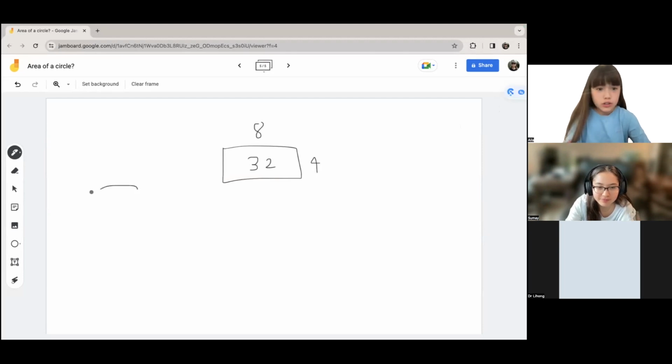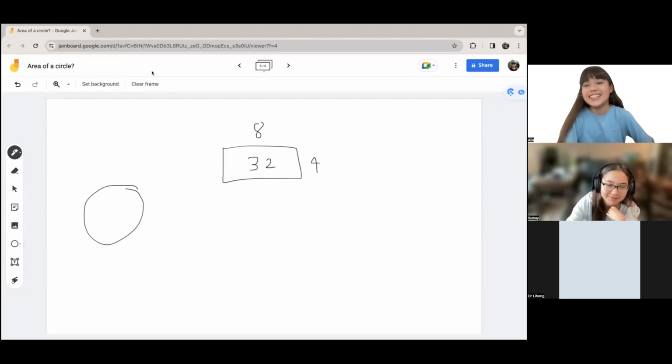But when you have a circle, there are no sides. So how do you measure it? Well, that's what I'm going to be talking about here.